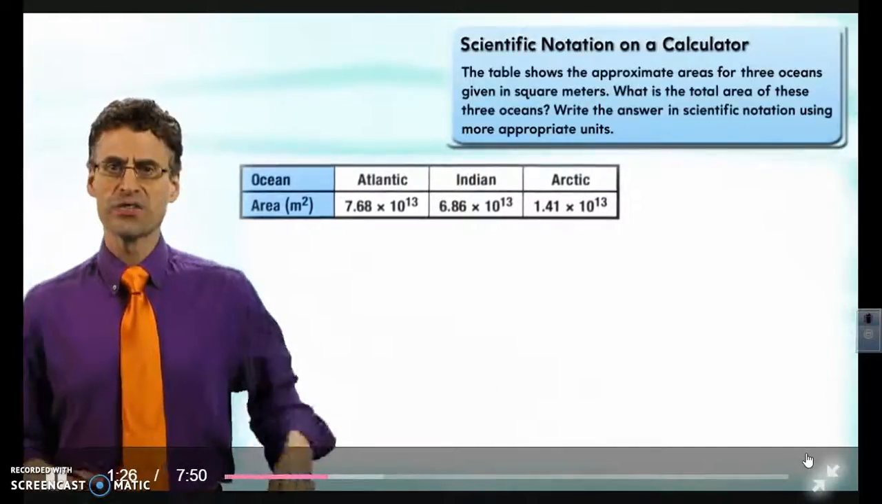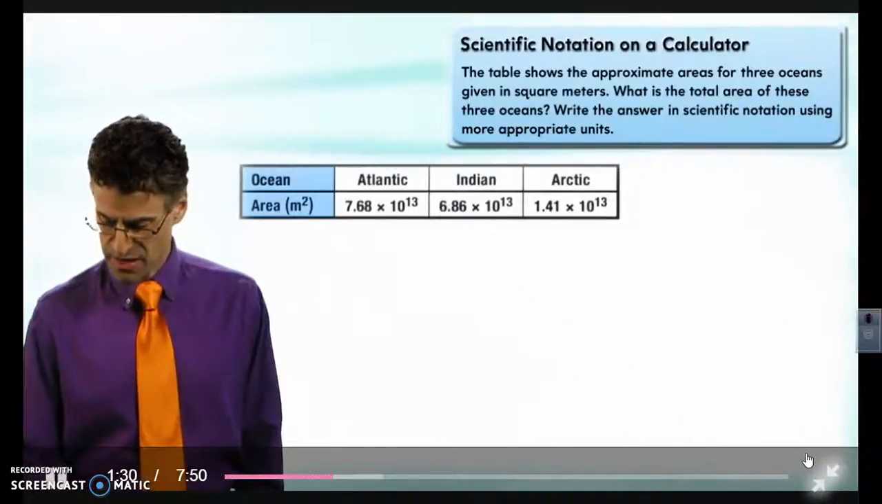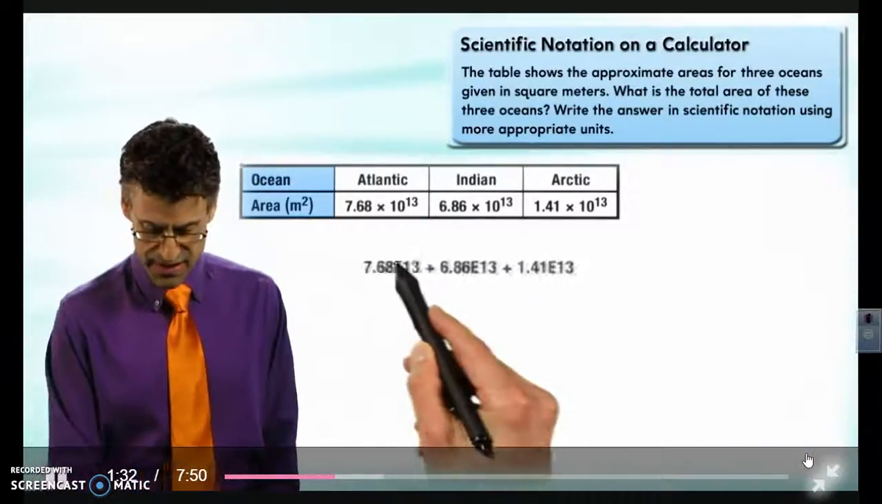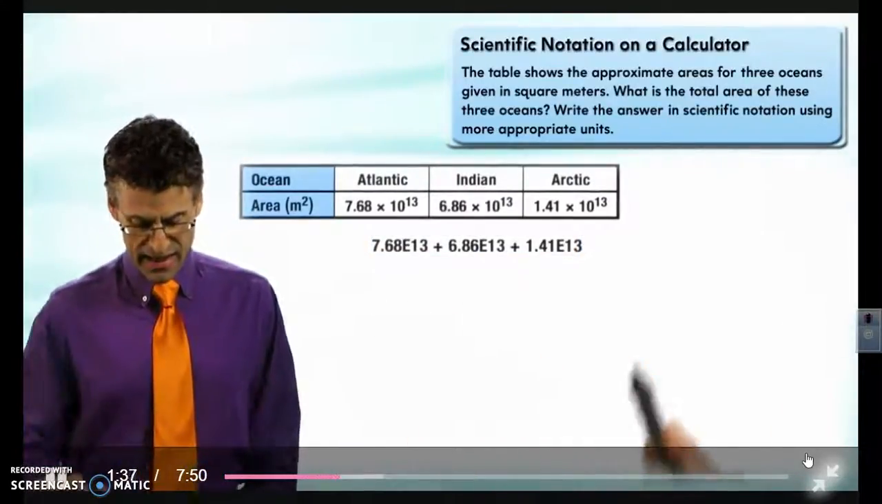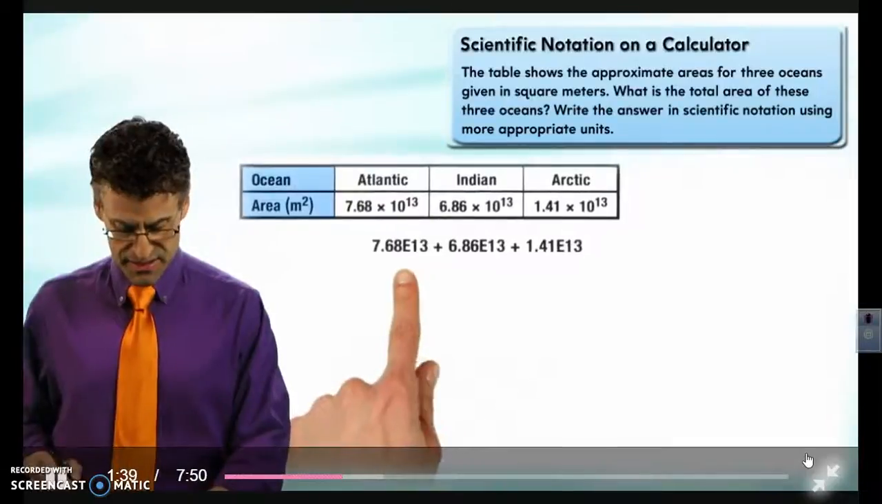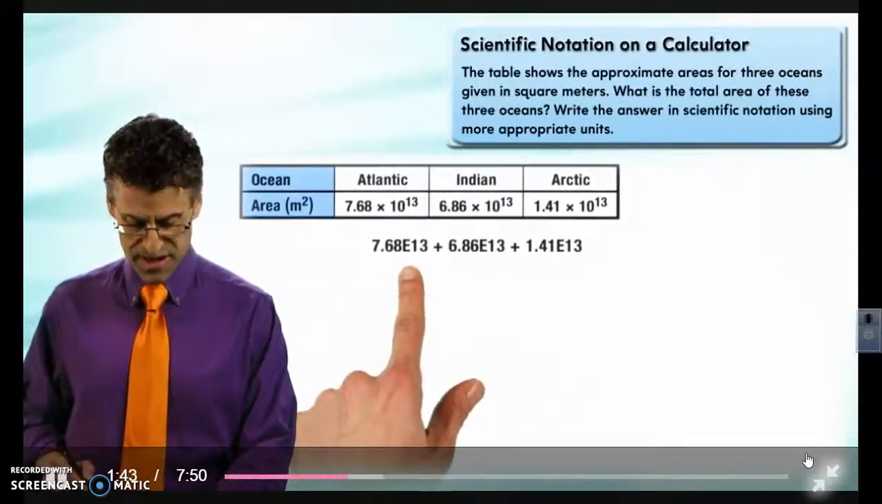So if we want to find out the total area, all we have to do is add up those 3 numbers. Boom, boom, boom. That's not so bad. And if you were to add them up, we notice that in each case we have, and I'm writing this, of course, in scientific notation.